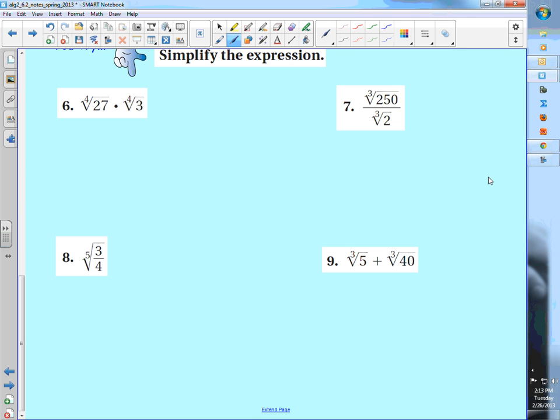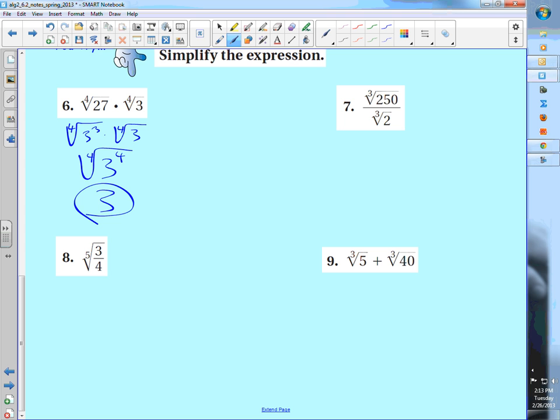27, how could you rewrite it? 27, the number 27, is 3 to the 3rd. So if you wanted, you could do this as the 4th root of 3 to the 3rd times the 4th root of 3, which becomes the 4th root of 3 to the 4th. 4 divided by 4 is 1. So that's going to be 3. That's one way to do that problem.